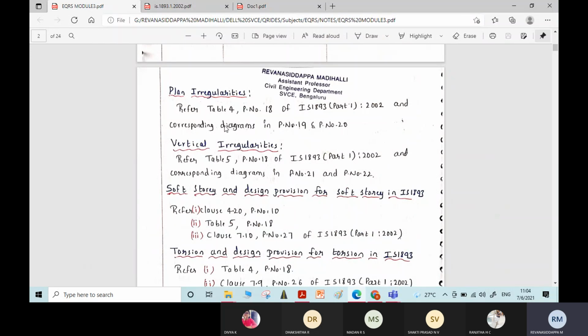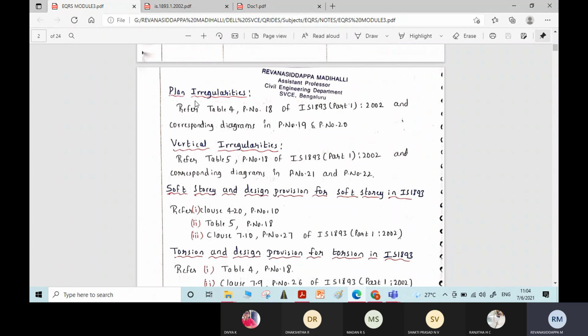So with respect to irregularities of the building, it may be plan irregularity, or it may be vertical irregularities, or it may be torsional irregularities. The clear explanation with clear figures is given in the code book itself. We can refer to the code book. No need to refer to any other material.